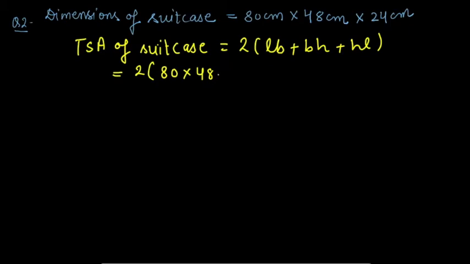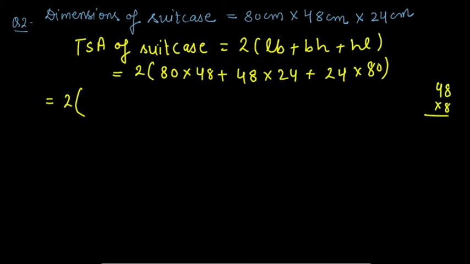Plus BH, that is 48 into 24. HL means 24 into 80. Now let's calculate it. If you have to multiply 80 by 48, I can multiply 48 by 8. 8 8s are 64, 8 4s are 32, plus 6 gives you 384. And I can place this 0 as it is, plus now 48 into 24.